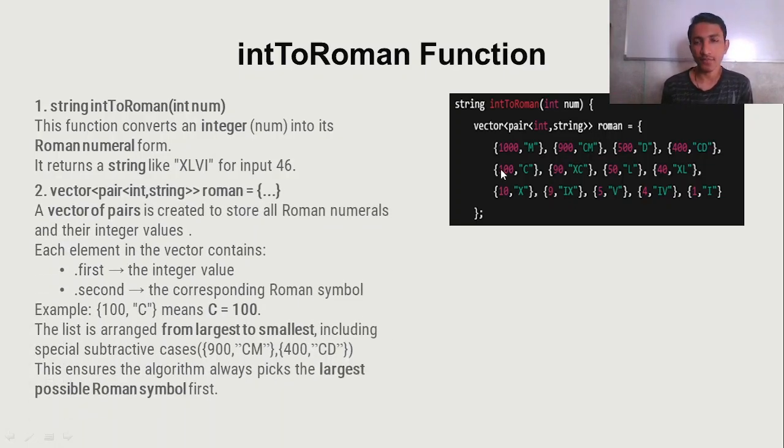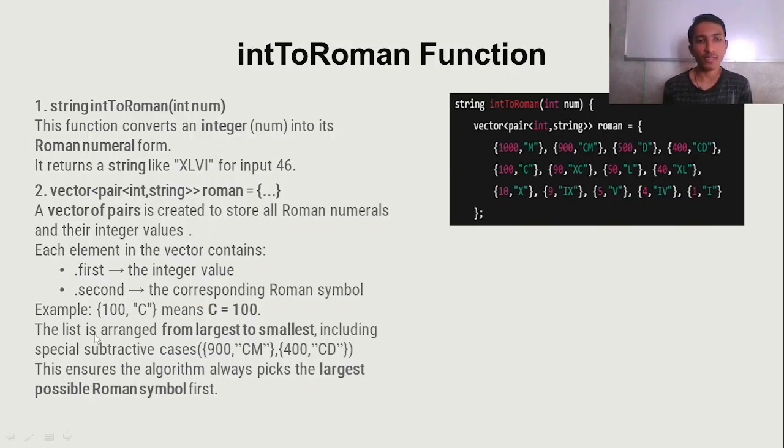Now we will talk about this vector of pairs. What we have done here is create a vector of pairs to store all Roman numerals and their integer values. Each element in this vector contains two parts: the first part of the element is the value, and the second part is the Roman symbol, and we can access each part by using dot first or dot second.